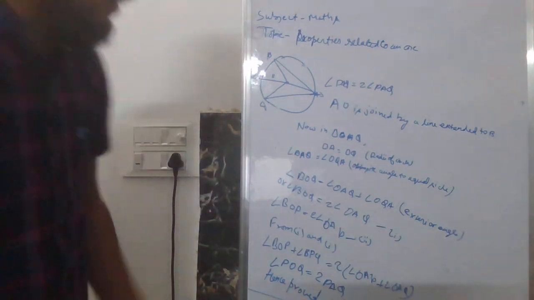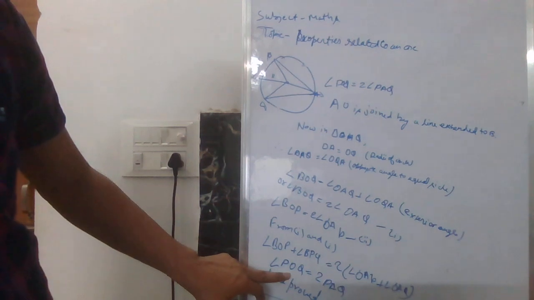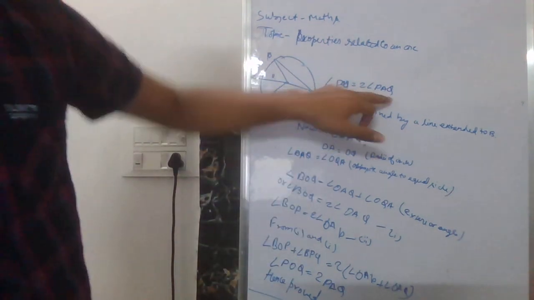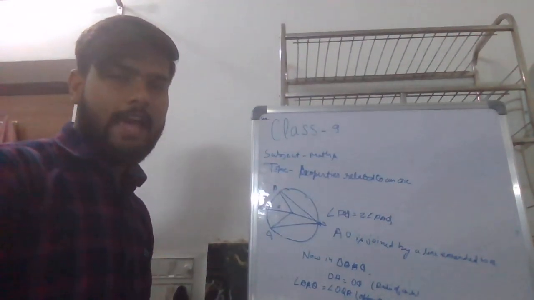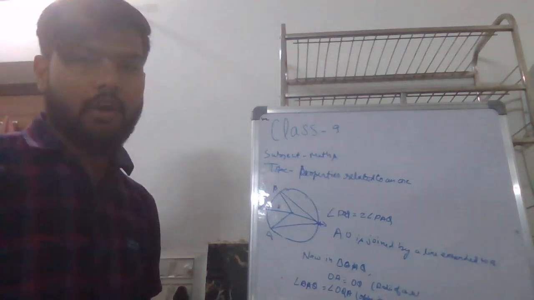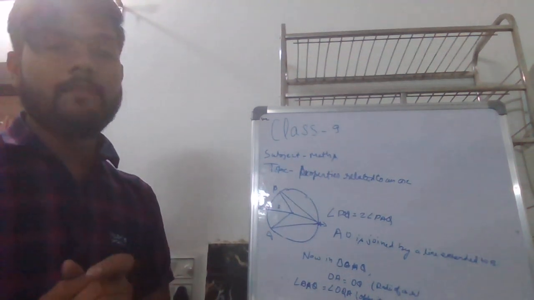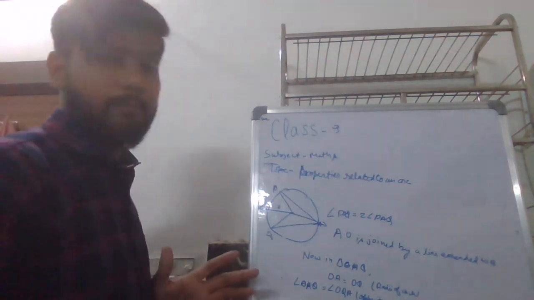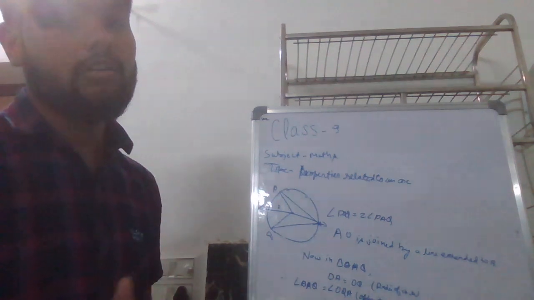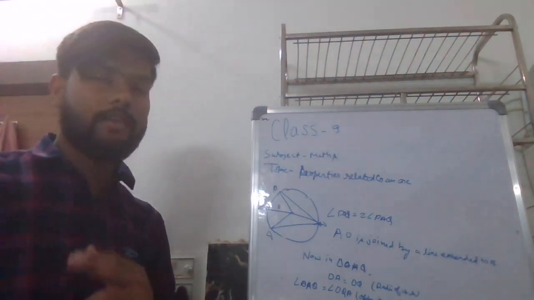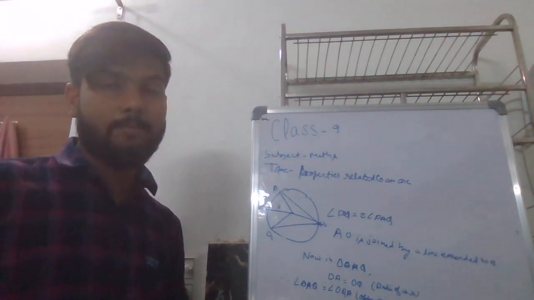What we have to prove is angle POQ equal to 2 angle PAQ. Okay, so here we can see that this theorem is hence proved. Okay, so very good. Now I have one question for you. We have one figure where we have to check which angle is 1 by 2 of the reflex angle POQ.